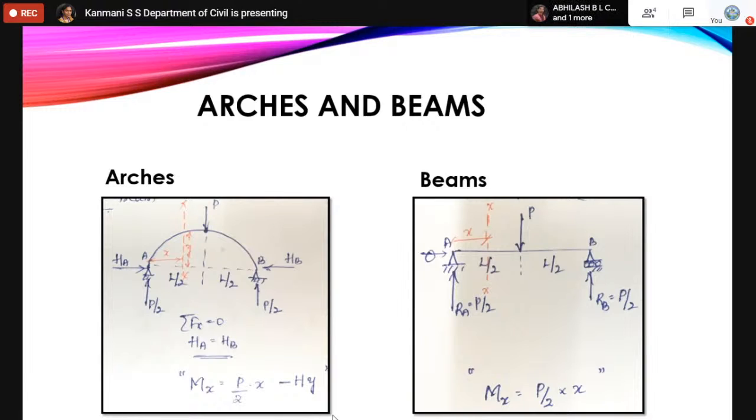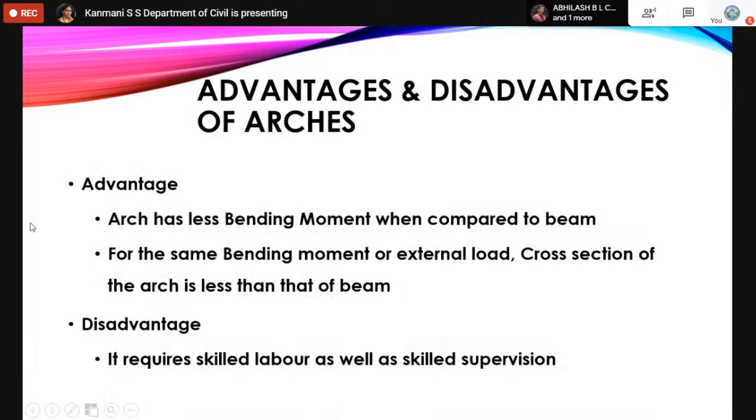So that's the major advantage of using arch over beams. Since the bending moment here is less, the cross-sectional area required will be less. Thus, arches are provided wherever you have a larger span where a beam would otherwise be provided. Now, advantages: arch has less bending moment when compared to beam, that we saw. For the same external loading condition, the cross-section of the arch required is less than that of beam. Why? I have shown you now.